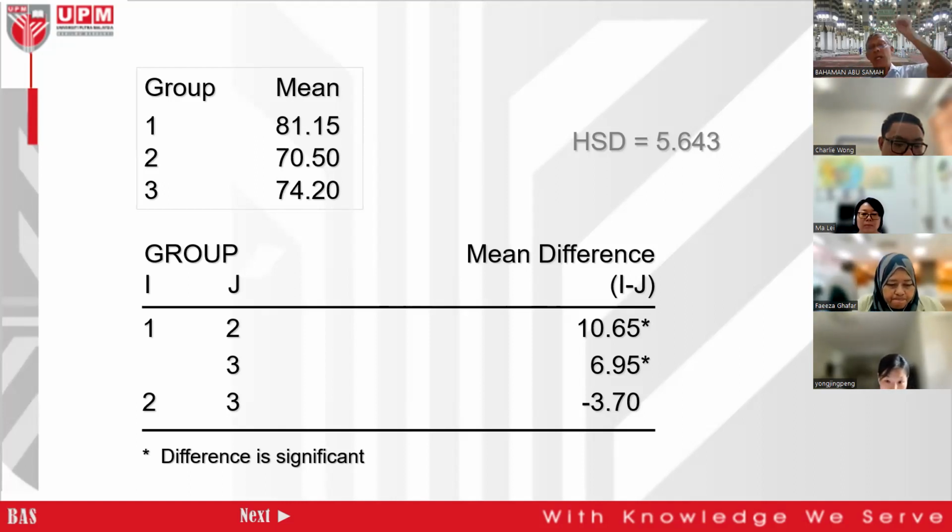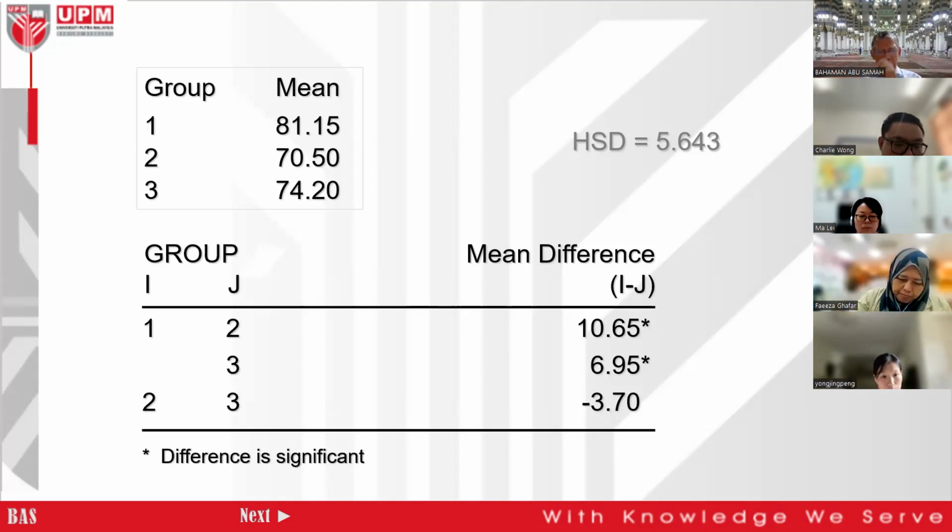Step number 2, calculate the mean difference for each of the pairs: between 1 and 2, between 1 and 3, between 2 and 3. And then step number 3 will be, we just need to compare the mean difference against HSD, and from there, we should be able to make our decision whether the difference is significant or otherwise.